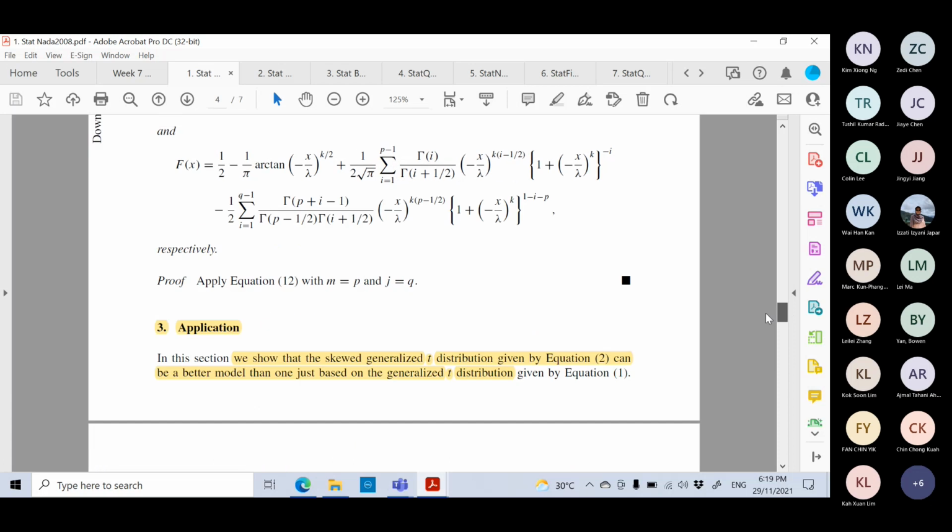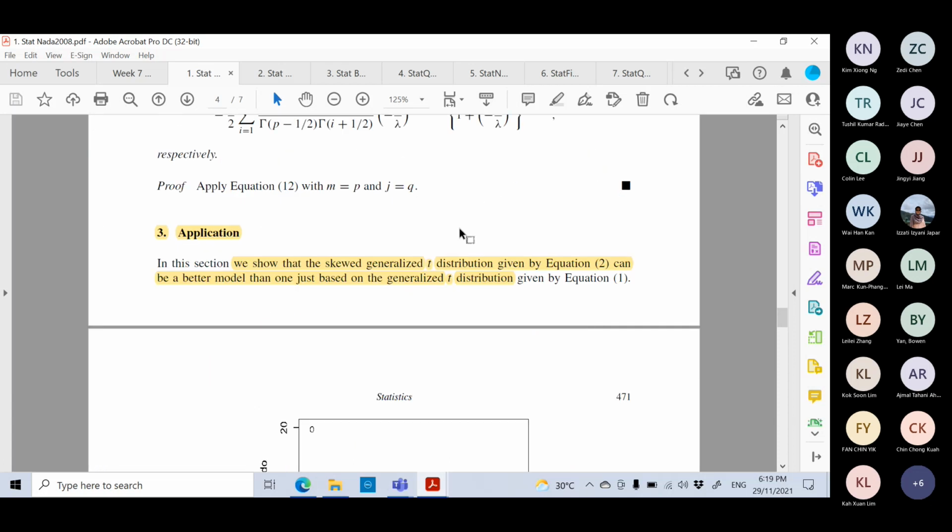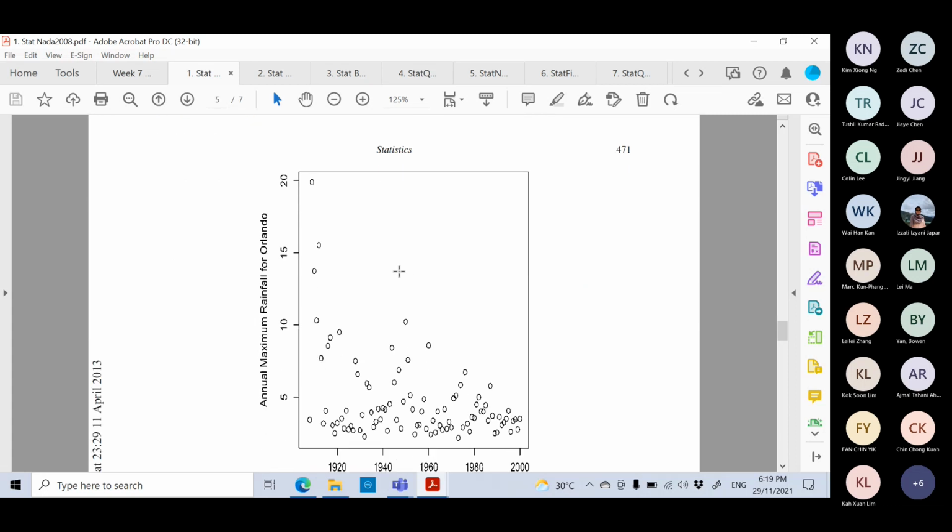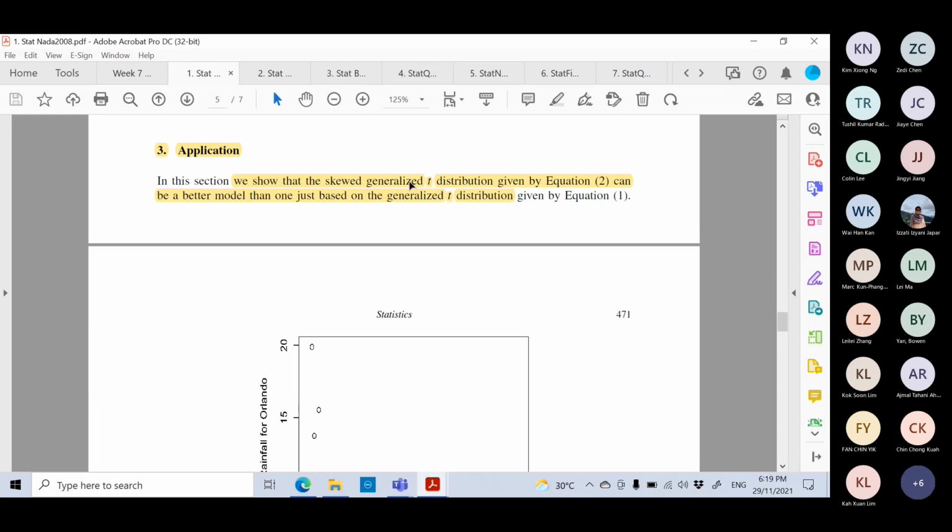Okay, so on the application side, they want to show that the skewed generalized T given in equation 2 can be a better model than the one based on the generalized T distribution given by equation 1. So you want to show that a distribution will perform better. Then of course you need to provide empirical examples. In the empirical example, your example must be able to demonstrate that your distribution provides a better fit than the existing distribution.